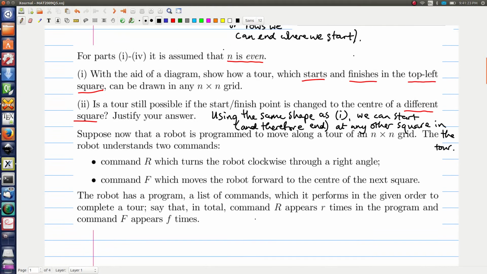Now something a bit different. Suppose a robot is programmed to move along a tour of an n by n grid. The robot understands 2 commands. Command R turns the robot clockwise through a right angle. So if we give the robot, let's mark the robot as that. If we give it a direction, then a 90 degree clockwise rotation can of course move it to any one of the 4 cardinal directions, if we think that way: north, south, east, west. So we've got that command.